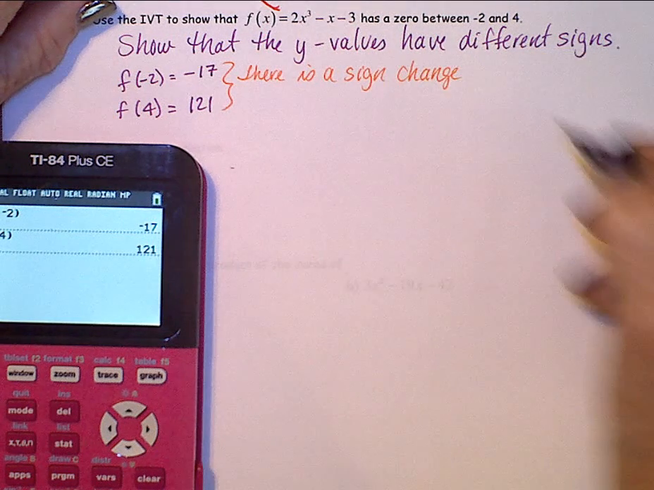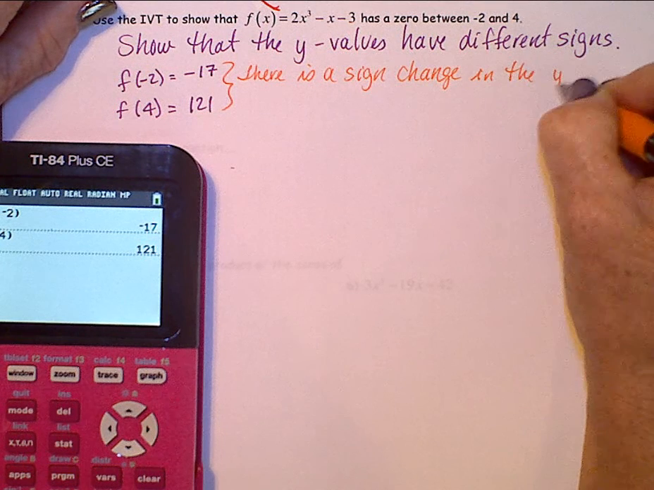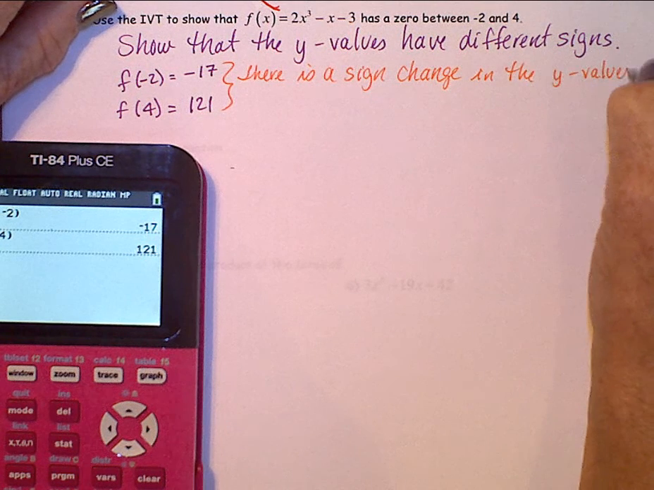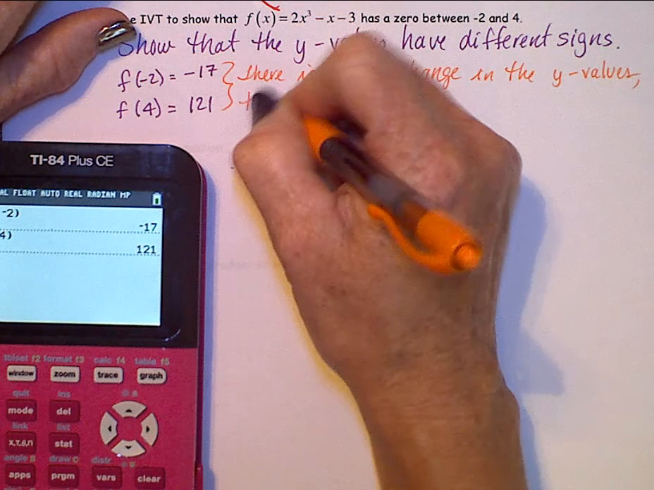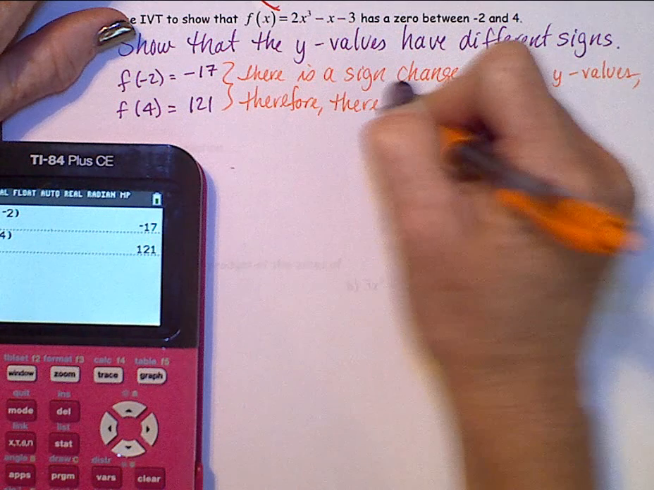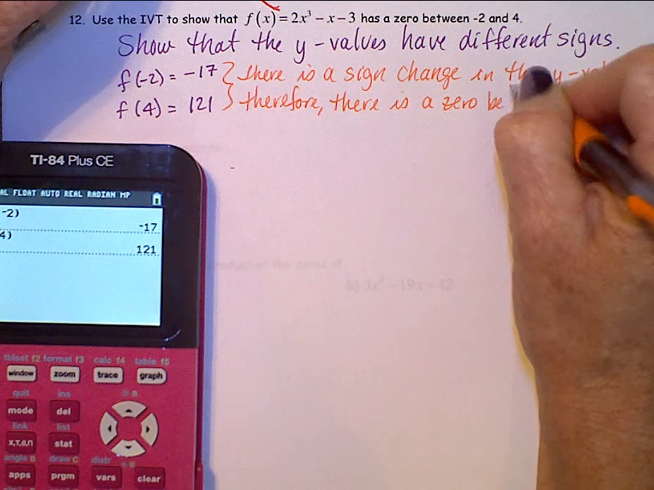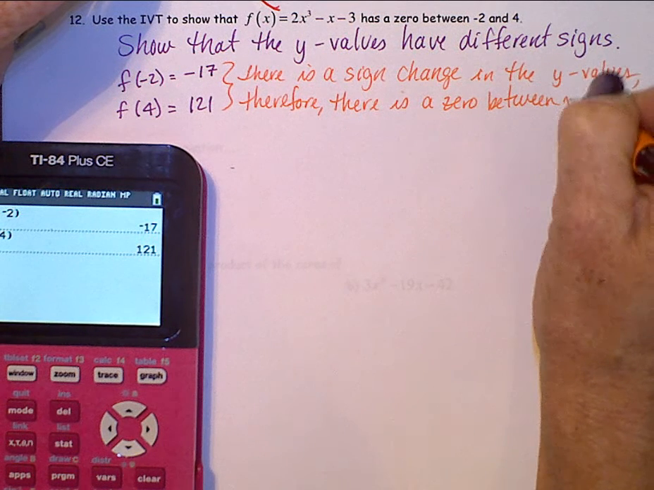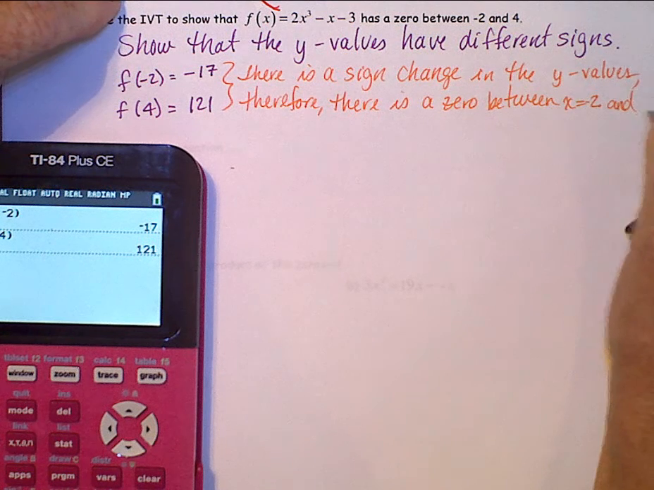There is a sign change in the y values. Therefore, there is a 0 between x equals -2 and x equals 4.